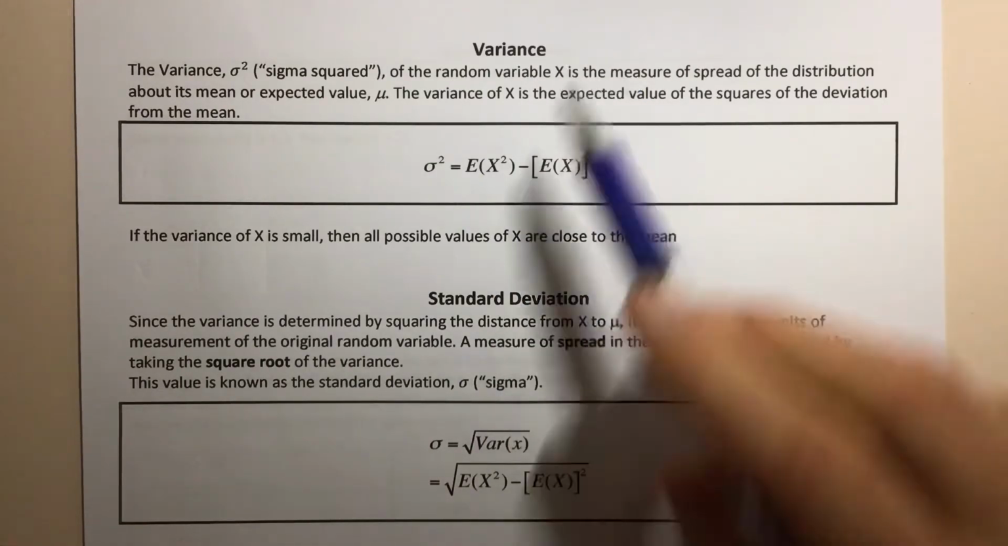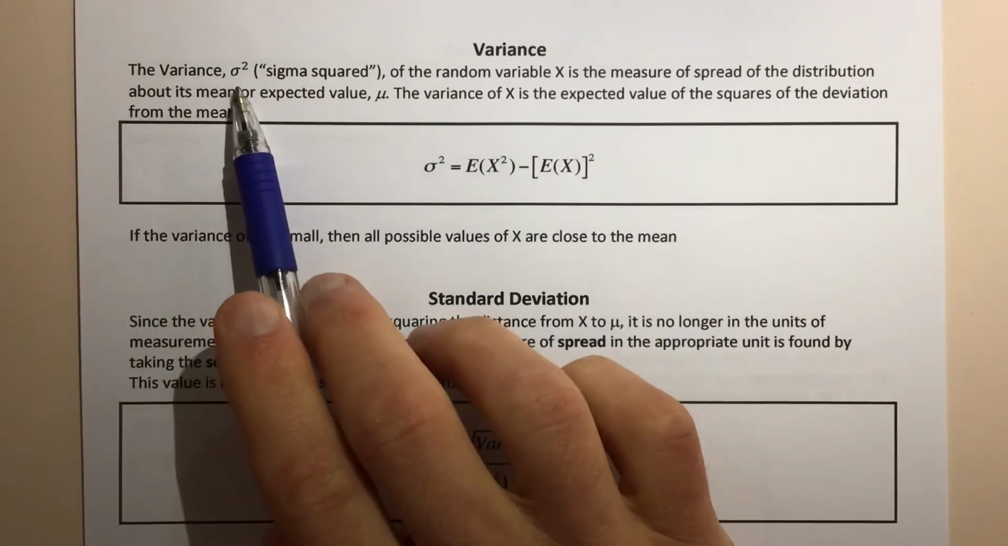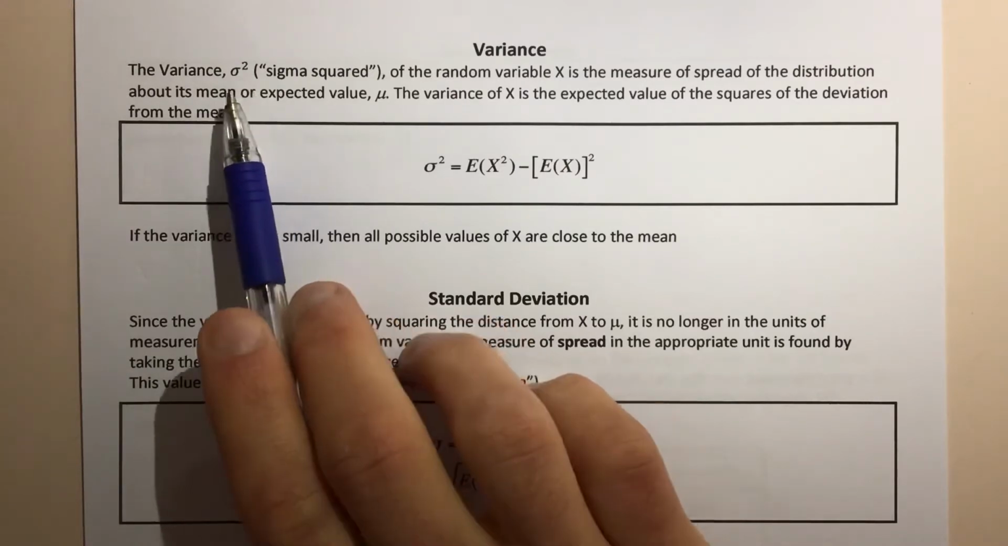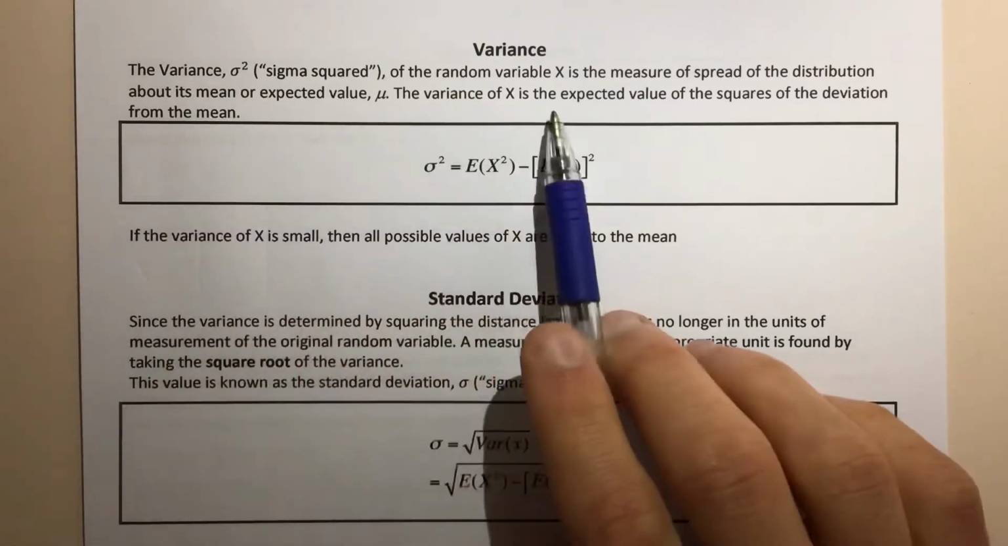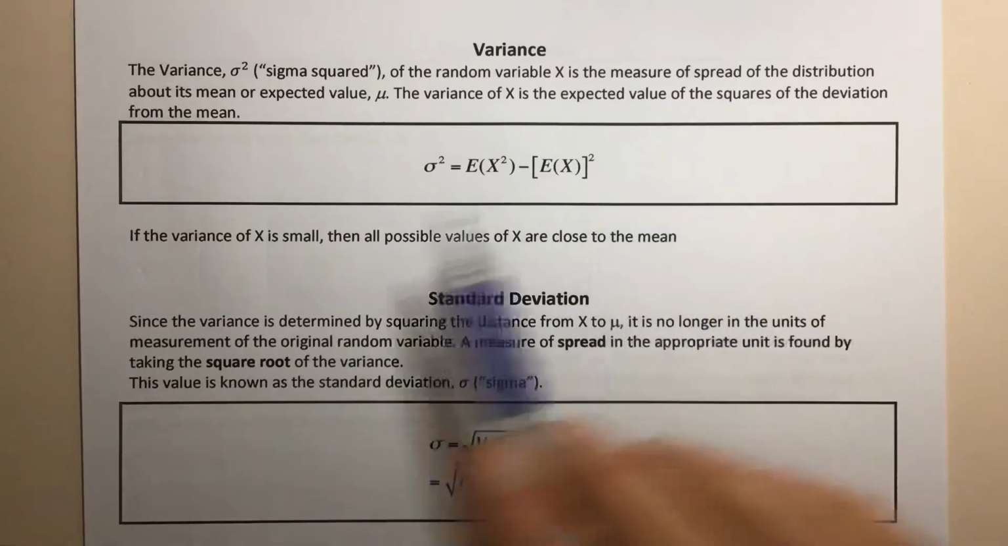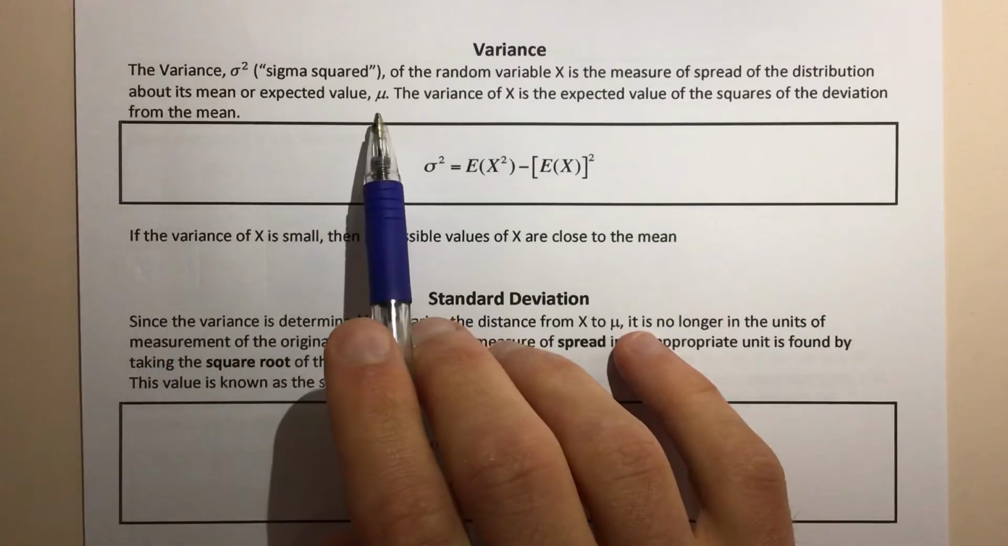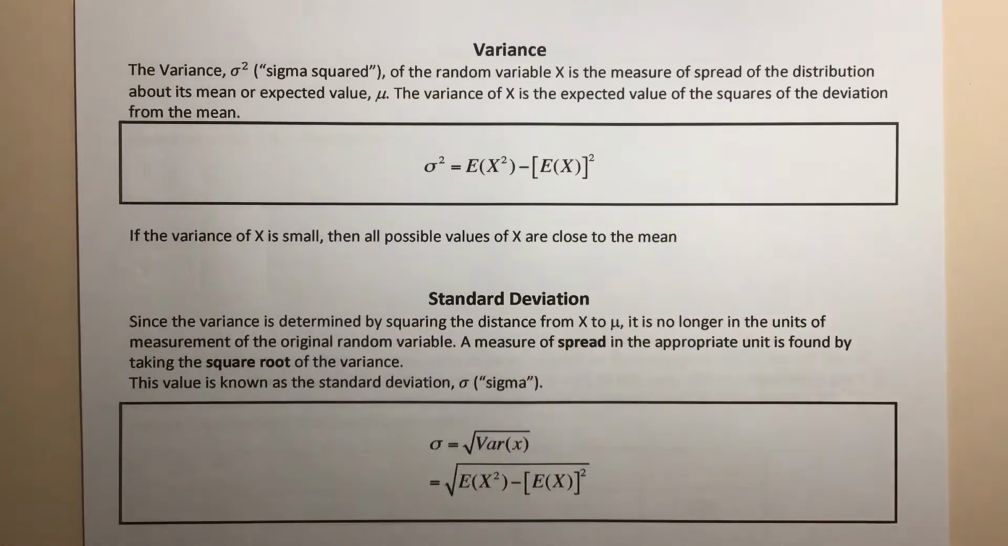So the variance, which is given by the symbol sigma to the power of 2, so sigma squared. The variance of a random variable x is the measure of spread of the distribution about its mean or expected value. Essentially the variance is a measure of how spread out numbers are. If lots of values are really tightly grouped around the mean, then you'll get a low, small variance. But if the numbers are quite spread out, with lots of numbers well above the mean and lots well below the mean, then you get a higher value of the variance. So the variance is a measure of spread.